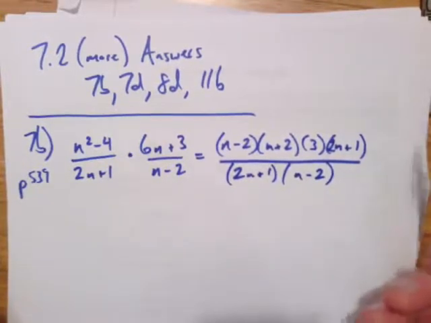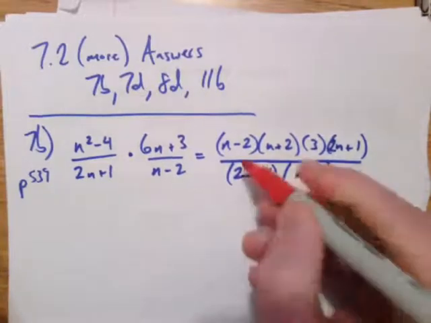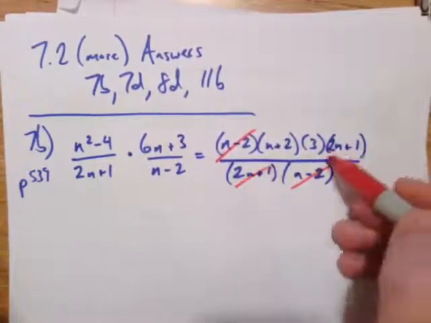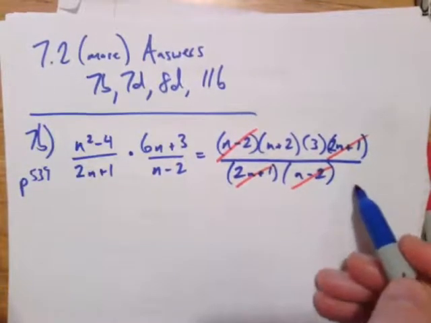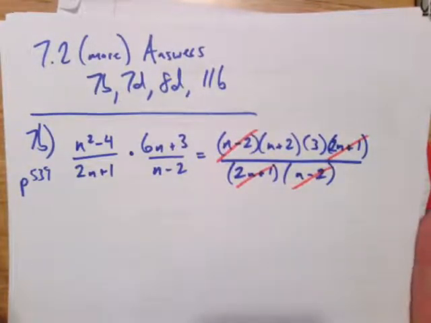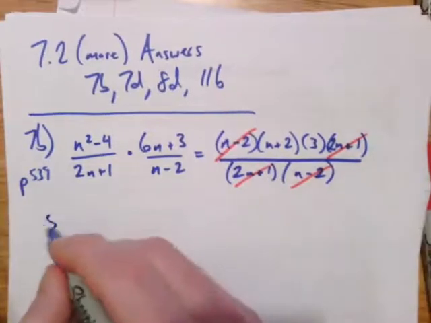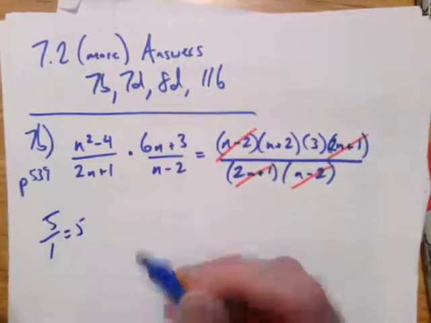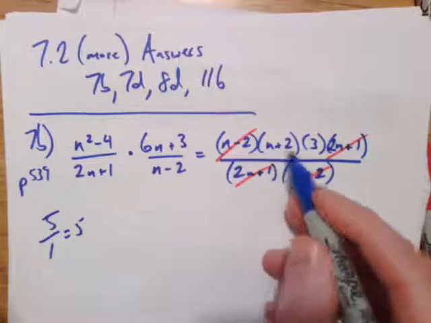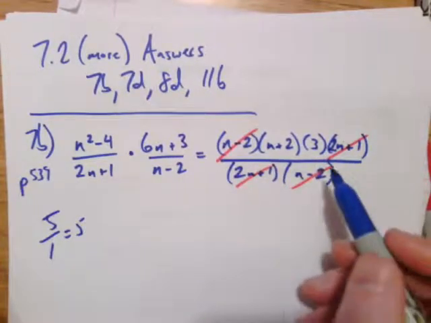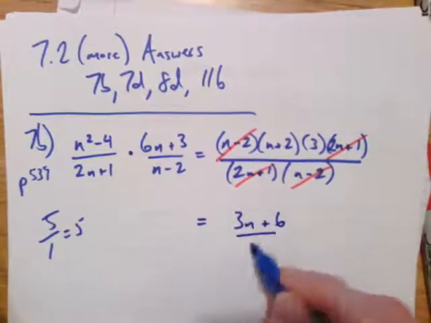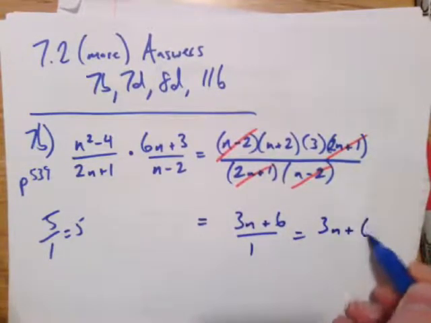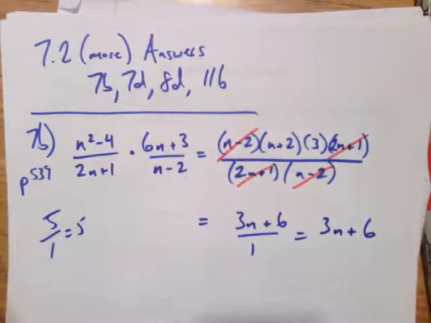So now we just cross out where we can. I'll go red. Now on the bottom, everything crosses out, so it just means there's a 1 left. And anything over 1 is equal to itself, right? Like 5 over 1 equals 5. So here we've got n plus 2 times 3, so that'll be 3n plus 6 over 1, which is just 3n plus 6. That was 7b.